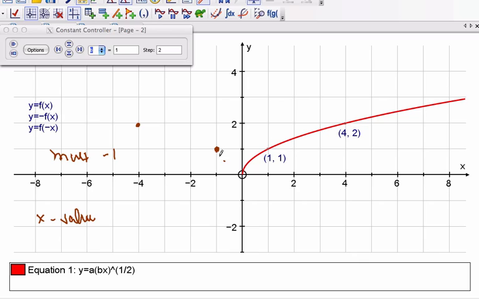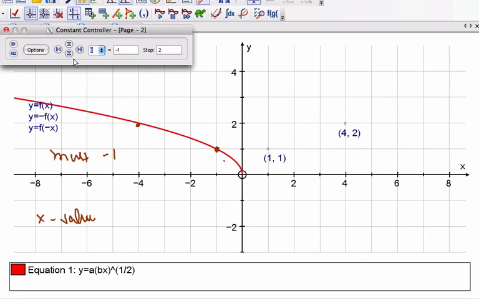And I predict the graph will go like this. Let's see what happens when I do it. And indeed, when b is negative 1, I can see it flips here. And this is called, when I have that, a reflection over the y-axis.